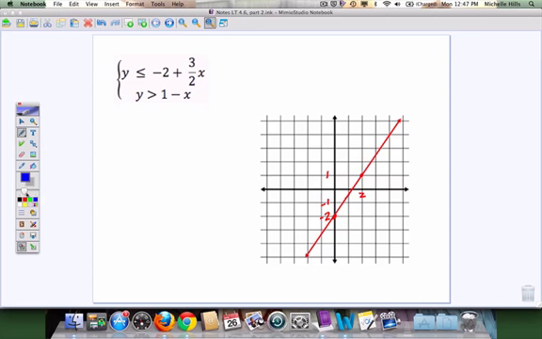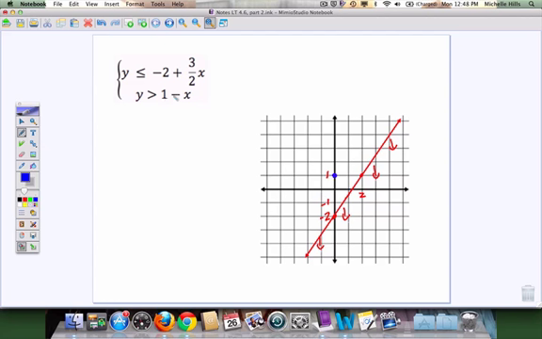Oh, and the first inequality, let's go back to that. Because it is a less than symbol, looks kind of like a capital L on its side, when I get ready to shade, I want to shade below this line. So it's going to be down here somewhere. The second line, the y-intercept is +1, so I'm going to put a point at +1.